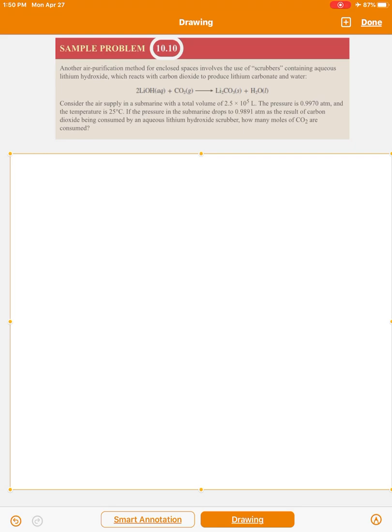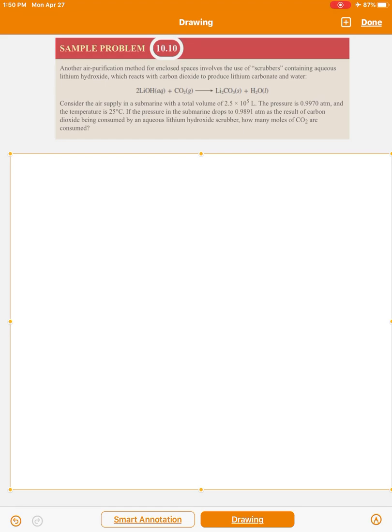Consider the air supply in a submarine with a total volume of 2.5 times 10 to the 5 liters. The pressure is 0.9970 atmosphere and the temperature is 25 degrees Celsius. The pressure in the submarine drops to 0.9891 atmosphere as a result of the carbon dioxide being consumed by an aqueous lithium hydroxide scrubber. How many moles of CO2 are consumed?